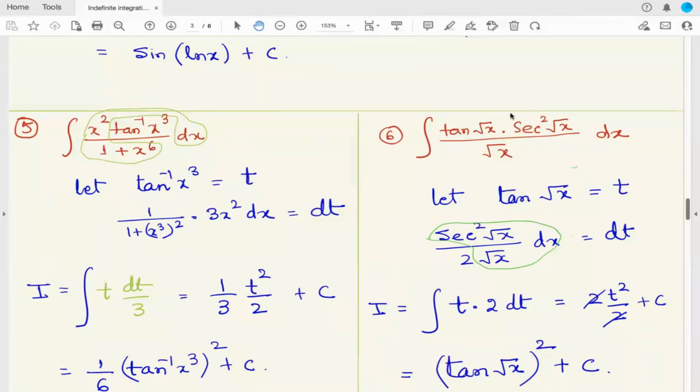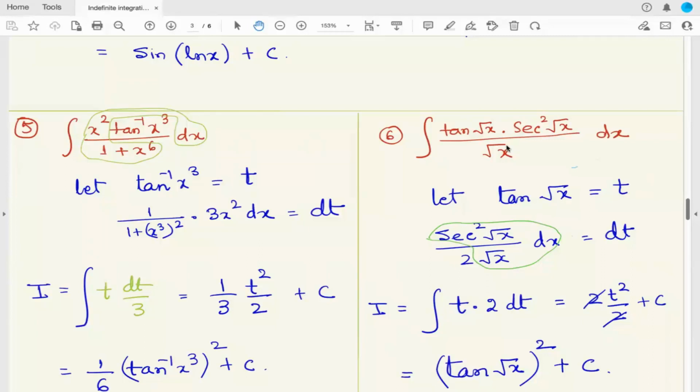We don't know; if we substitute sec square root x as t and differentiate it, the differentiation of sec square x is, first, using the chain rule, with respect to sec x, then we have to differentiate sec x. So we didn't get a favorable elementary element. So we have to substitute tan root x as some variable, t, whatever you want.